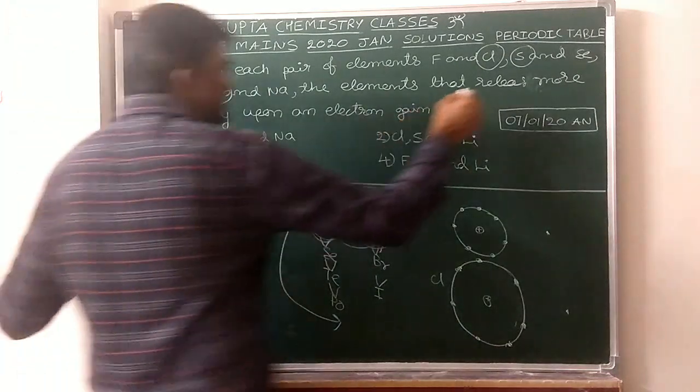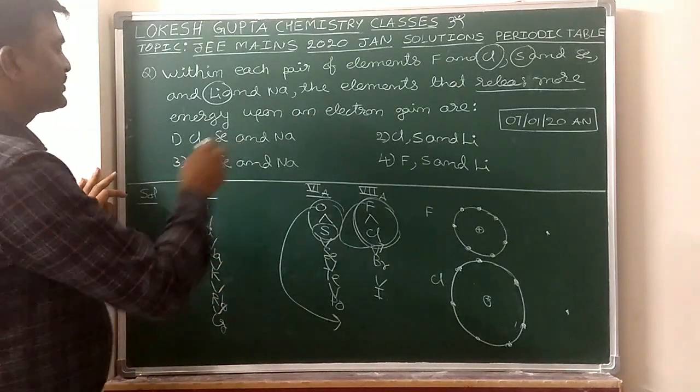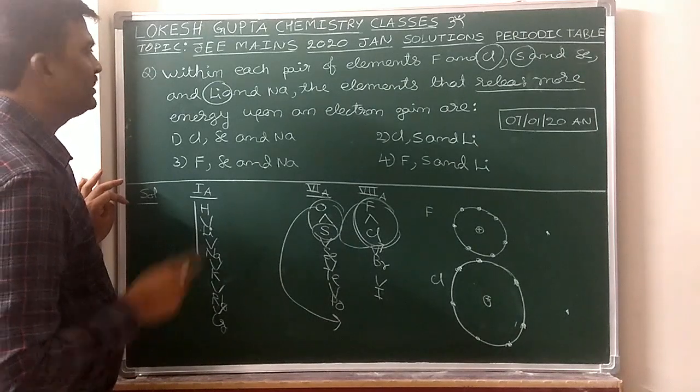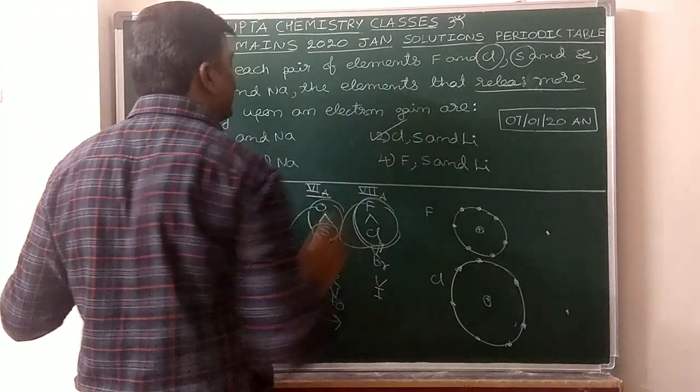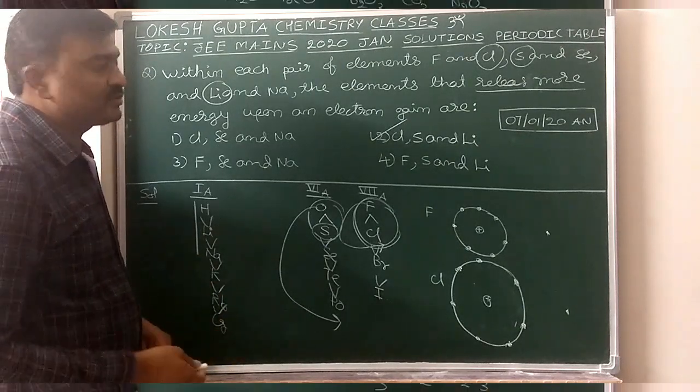Now, what is our question? From each pair, electron gain enthalpy is highest for: chlorine, next sulfur, next lithium. So the correct answer is the second option. Now, come to the next question.